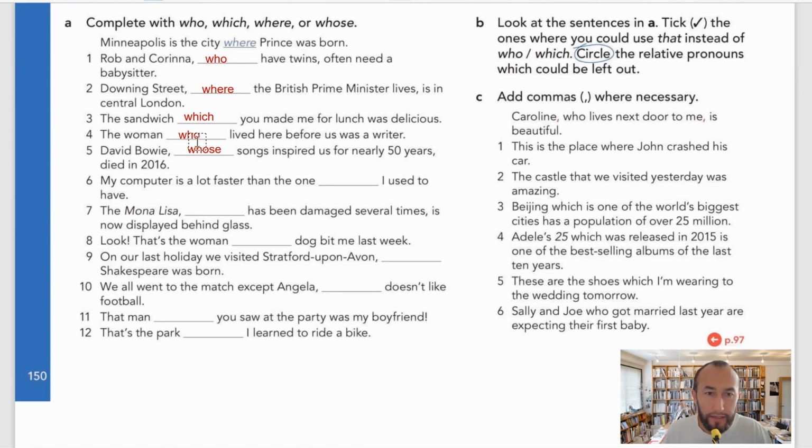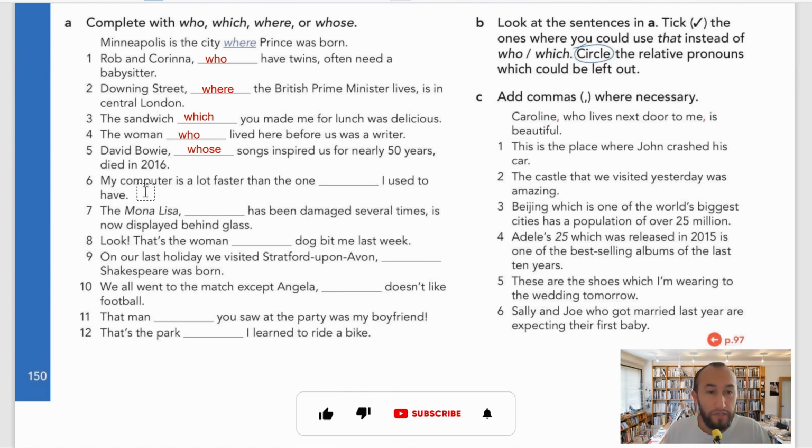Another way of going about it is that after whose, you must have a noun. You can't use whose without a noun after it. That's a technical way of approaching it. We've got songs here. Songs is a noun, so we can use whose songs. Another important skill in understanding relative clauses is to be able to separate the sentence into small, simple sentences. Like here, number five, David Bowie died in 2016. That's a separate one. And I can say his songs inspired us for nearly 50 years. Now, when you want to join them, you remove his and replace it with whose songs. Then that becomes a complex sentence.